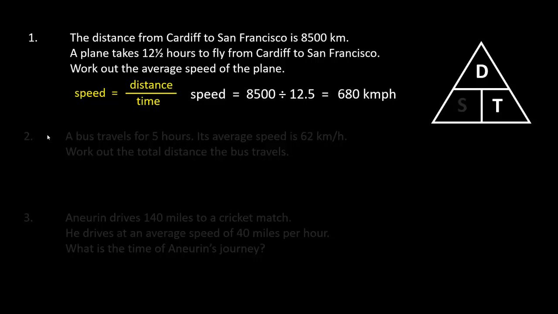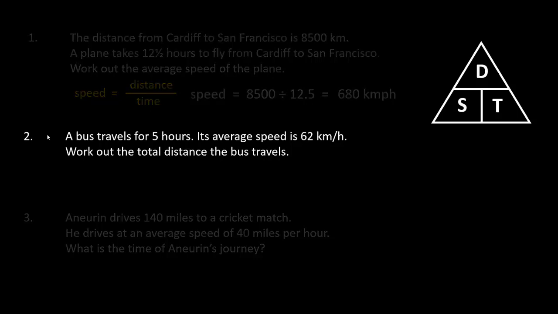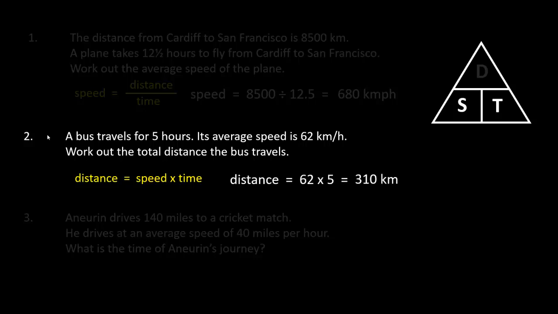Okay, how'd you get on then? Let's have a look at question 2. Bus travels for 5 hours, average speed is 62 kilometers per hour. What's the total distance? So cover up D for distance. That leaves us with S next to T, sorry. So that means that distance is speed multiplied by time. The letters are next to each other. And so we've got 62 times 5, which is 310 kilometers. Excellent. Let's have a look at number 3.